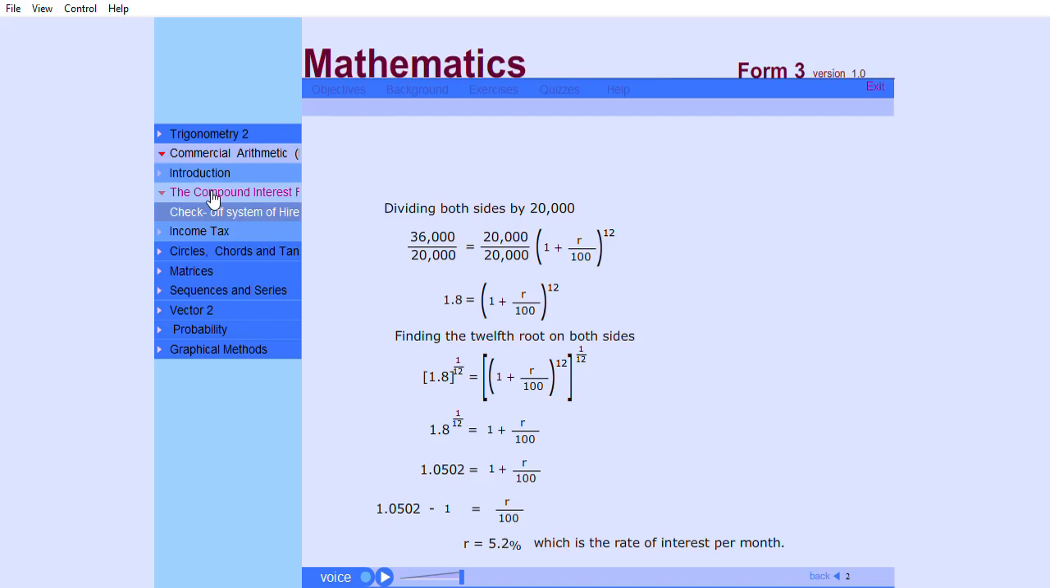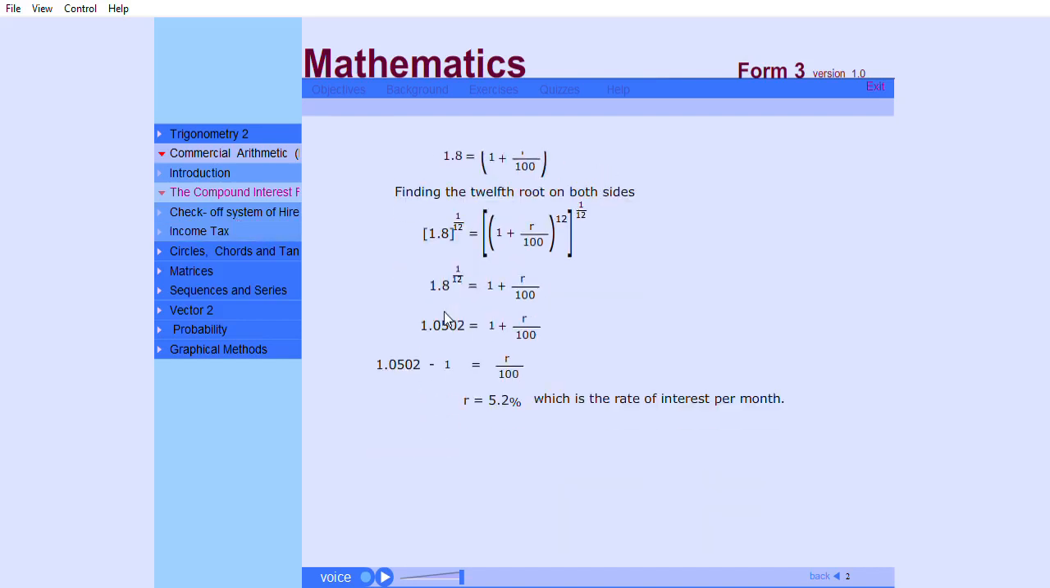Therefore, 1.0502 minus 1 is equal to rate percent. 0.0502 is equal to rate percent. Rate of interest per month, therefore, is equal to 5.02%.